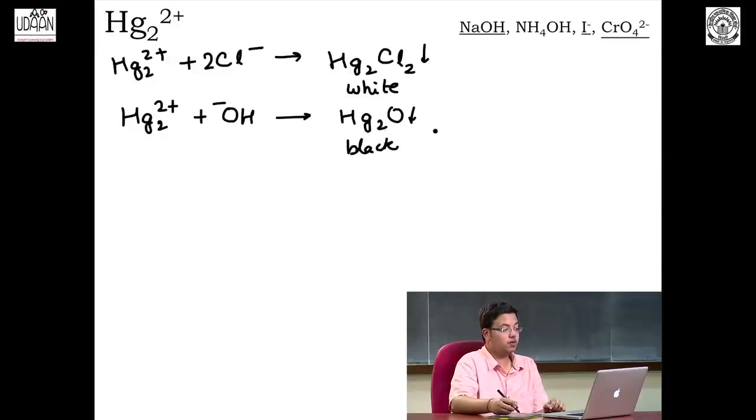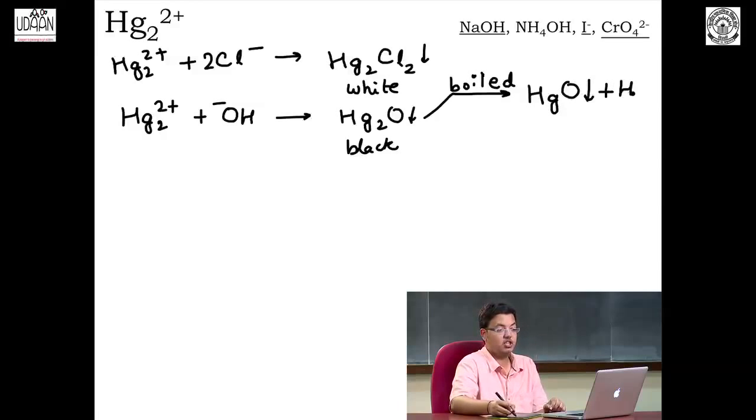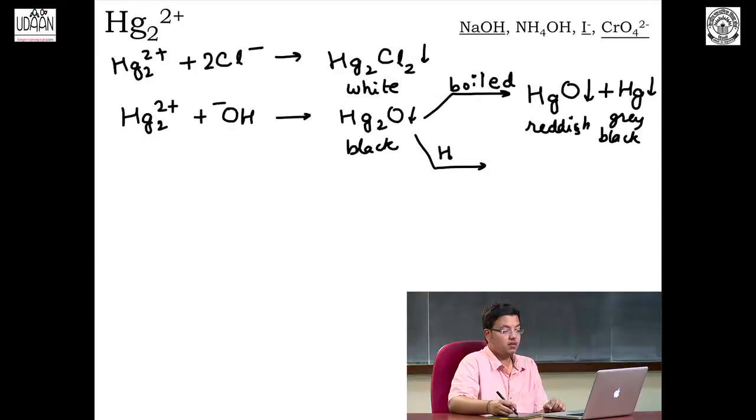This Hg2O can undergo further reactions. For example, when this is simply boiled in its supernatant liquid after its precipitation, then this disproportionates to give HgO and Hg. This is grey black and this is reddish. In fact, when Hg2O is reacted with dilute HNO3, it readily dissolves to give back Hg2 2+ in aqueous state. Reaction is trivial.